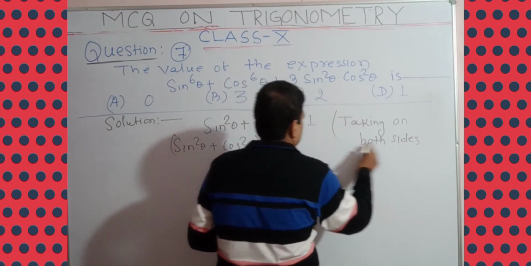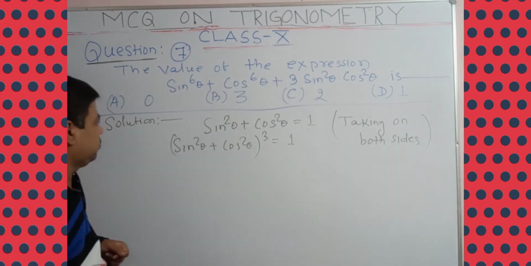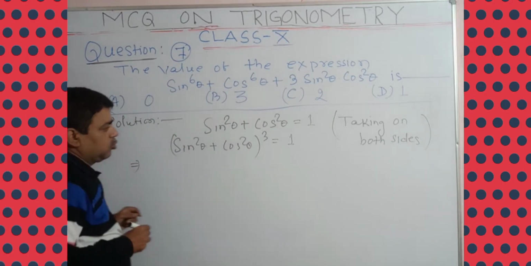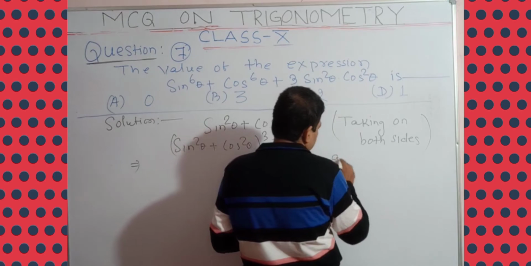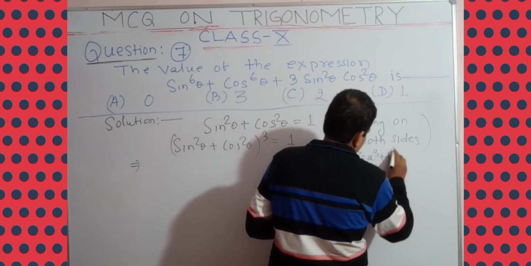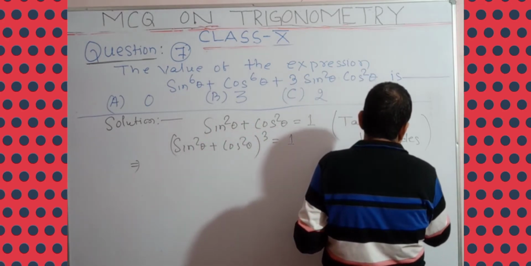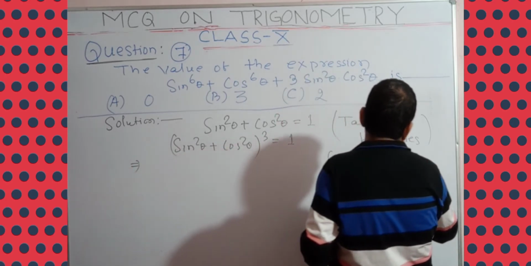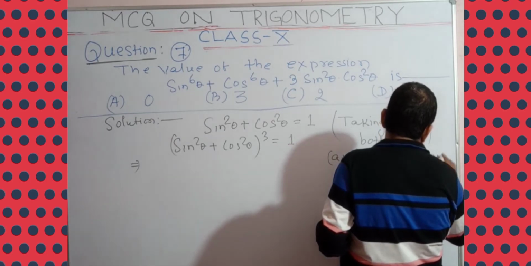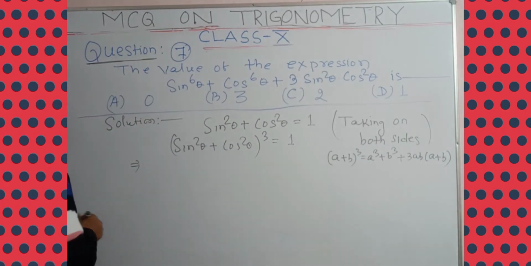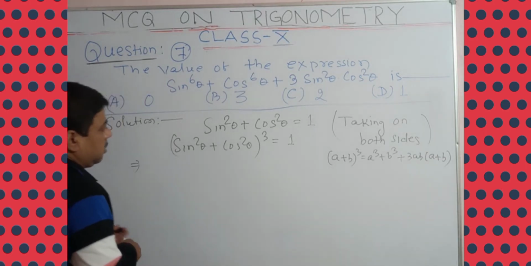So here you take the cubes on both sides. Now here is sin square theta plus cos square theta whole cube. Here you can apply the formula of a plus b whole cube. What is the formula of a plus b whole cube? It is a cube plus b cube plus 3ab into a plus b. Yes or no? This formula I can use here. Understand?